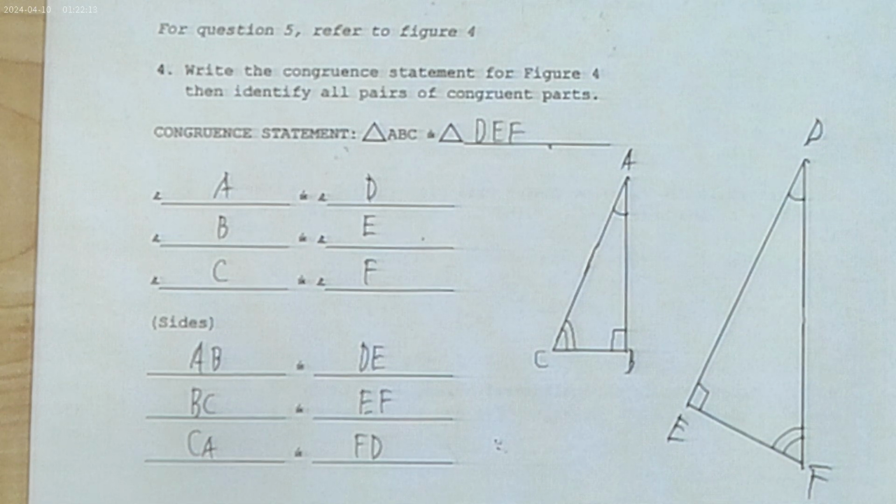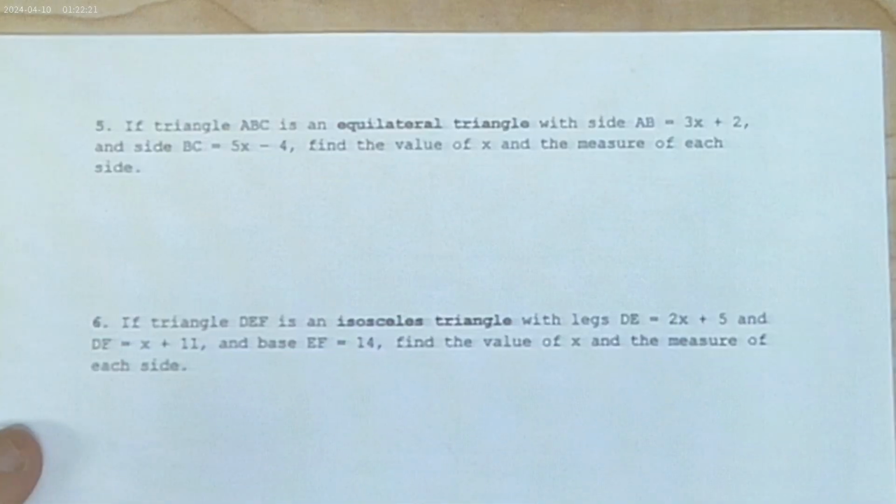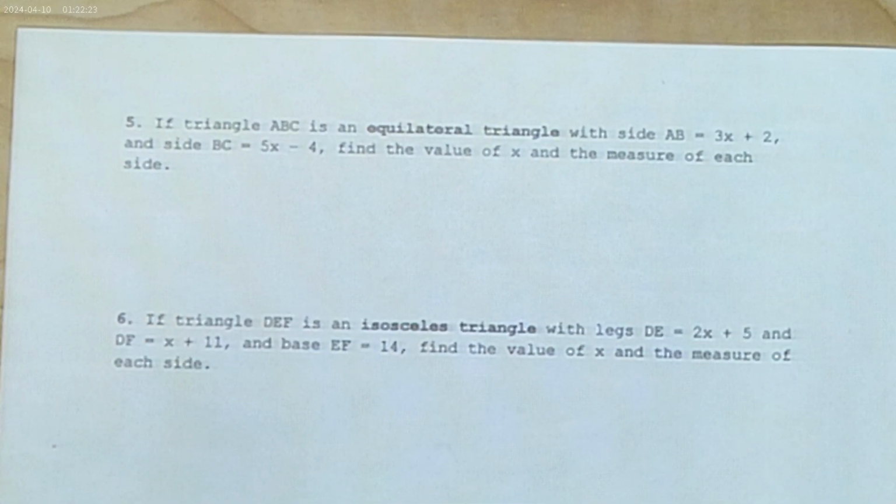And like I said, the drawing is obviously not to scale. I don't know what I was thinking. But we'll move on. Oh, we got some math now. Alrighty. If triangle ABC is an equilateral triangle with side AB equals 3x squared and side BC equals 5x minus 4, find the value of x and the measure of each side.